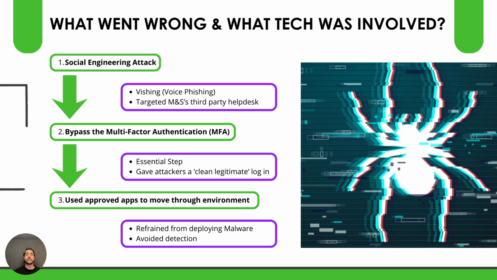Then, to remain undetected, they used quite a clever technique where they refrained from using malware at this stage, even though they were in the environment. So they avoided detection from antivirus software, and they instead used legitimate remote management applications like TeamViewer, which are already in use by the M&S internal teams, right? And therefore, the adversaries avoided detection as their behavior wasn't suspicious.